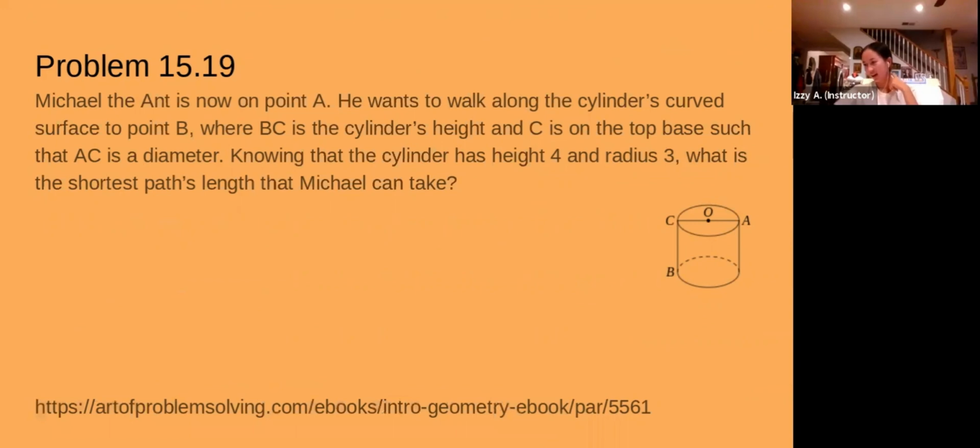Okay. So Michael the ant is now on point A. He wants to walk along the cylinder's curved surface to point B, where BC is the cylinder's height and C is on the top base such that AC is the diameter. Knowing that the cylinder has a height 4 and radius 3, what is the shortest path length that Michael can take?